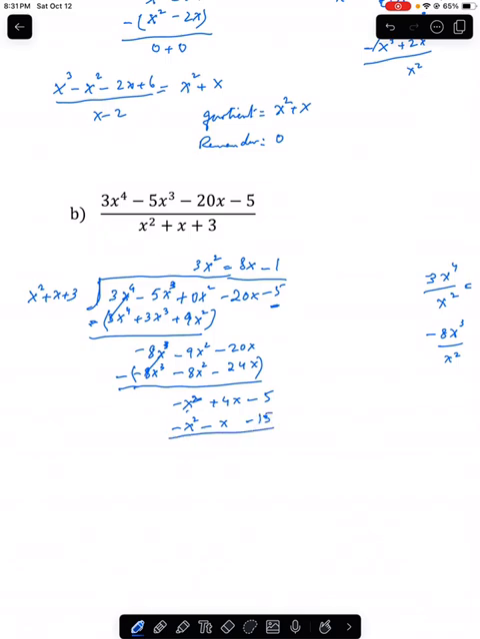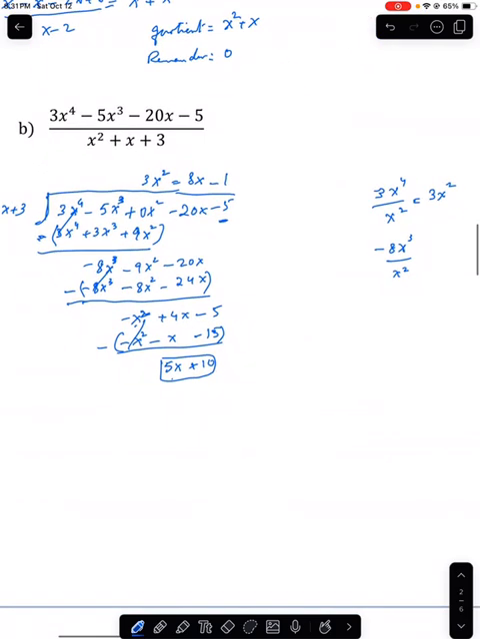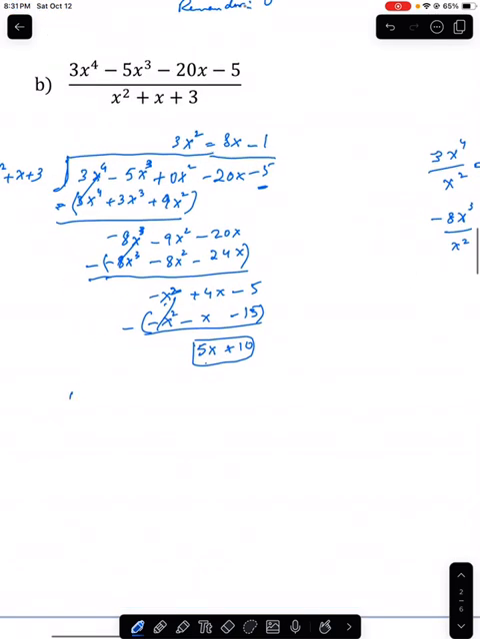Subtract: negative x squared plus x squared cancelled out, 4x plus x gives me 5x, and then negative 5 plus 15 gives me plus 10. Now the degree of the remainder is less than the degree of the divisor, so that will be our answer. So the quotient is 3x squared minus 8x minus 1, and the remainder is 5x plus 10. So this is how you do the division.